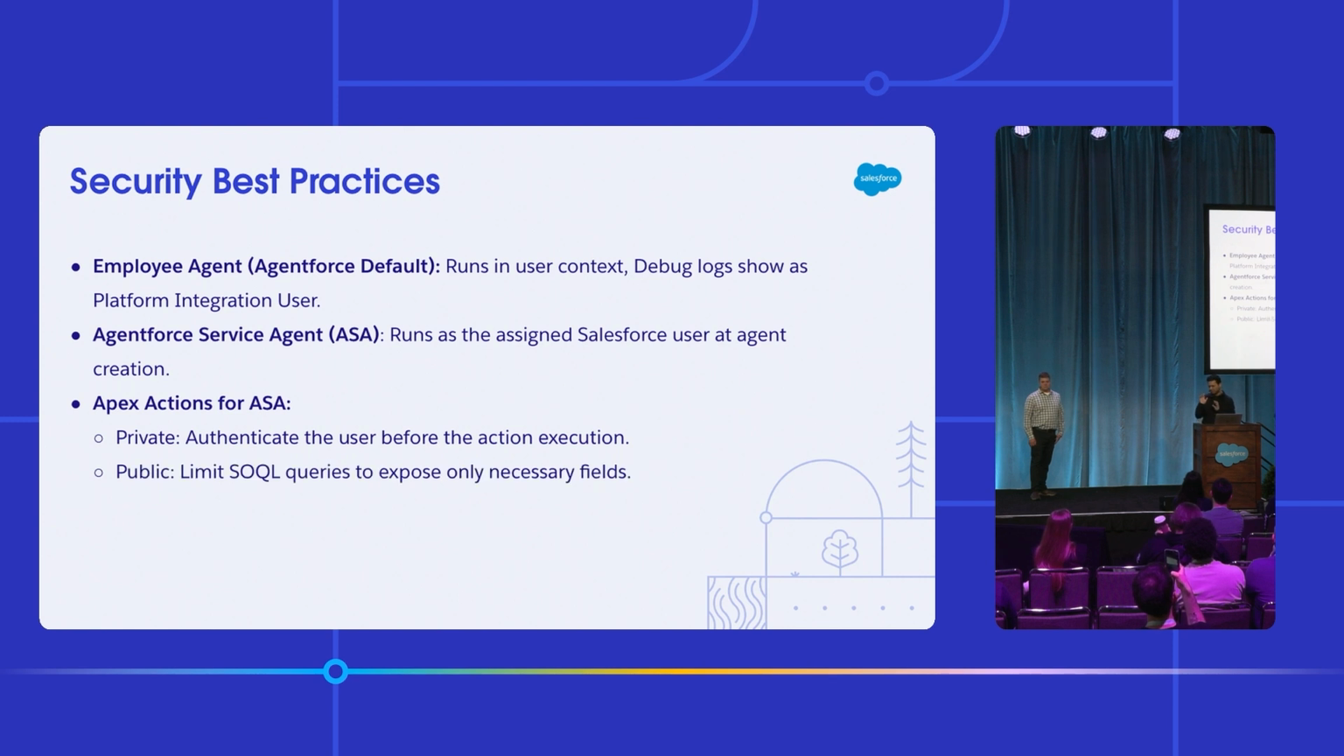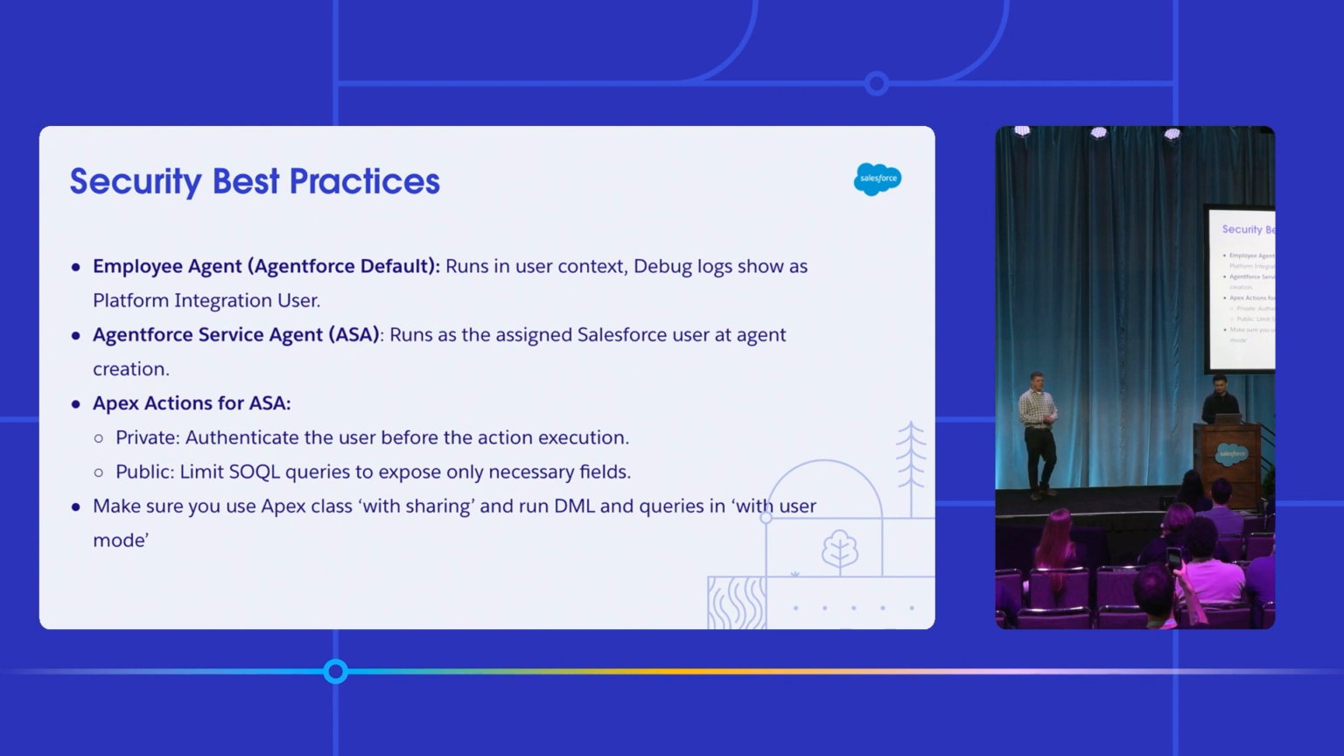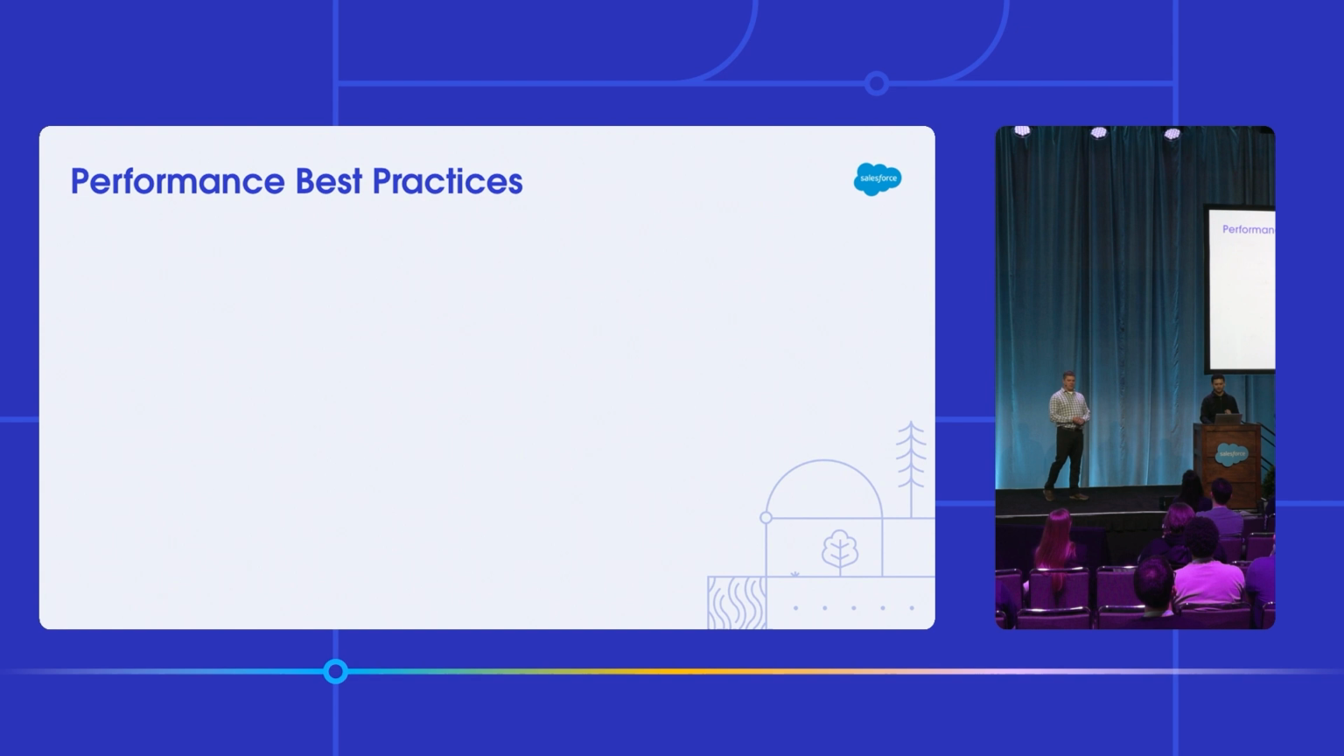Also, if your action is public and you're exposing something on a public website, just be mindful. Limit only to fields that you think are necessary. And make sure your Apex class has with sharing. Yeah, standard security practice applies. You want your operations to use with sharing, and any DML or SOQL queries should use user mode to lock down just what that user has access to.